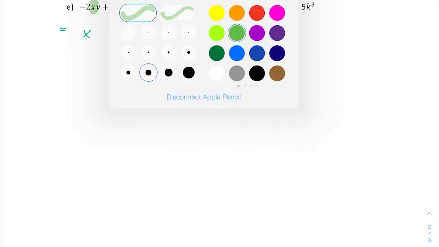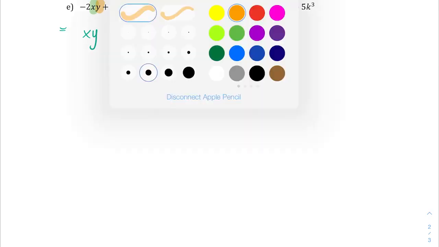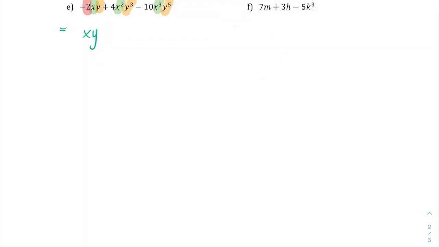Okay, let's do E. Wow, this one seems very complicated, right? But if we follow the same strategy, it should be easy. Just look at the variables. In this case, x is shared between all of them. So what is the lowest power of x? Just x. Then you look at the y's, and it's common between all of them, so we could factor it out. What is the lowest power of y? It's just y itself. And then finally, we're going to look at the numbers, the constants, 2, 4, and 10.